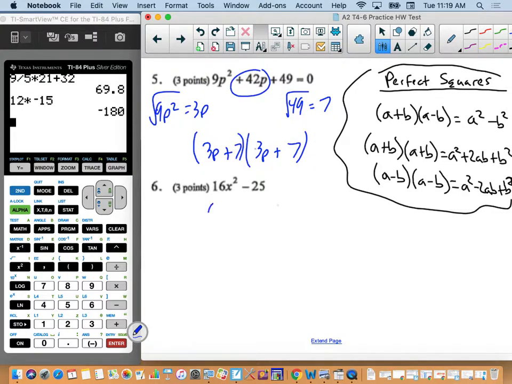So again, this one starts and ends with a perfect square. The square root of 16x squared is 4x. The square root of 25 is 5. But in this case, there's no middle term. You could think of this as plus 0x. So I'm going to make 1 plus and 1 minus, so I'll have a 20x and a negative 20x.